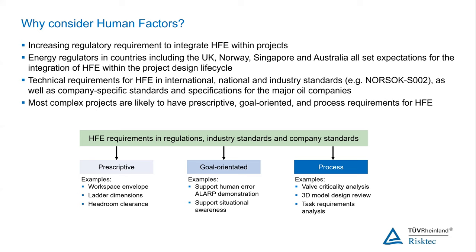A prescriptive requirement may mean that there are certain standards that you need to follow. So there may be certain dimensions, for instance, of ladders, where when we use ladders or position walkways, we have to make sure we've got an adequate dimension and clearance based on a standard. There may be goal orientated requirements that say you've got to demonstrate that you've reduced the risk of human error to as low as reasonably practicable. And the way you do that is making sure you consider the HFE in the process.